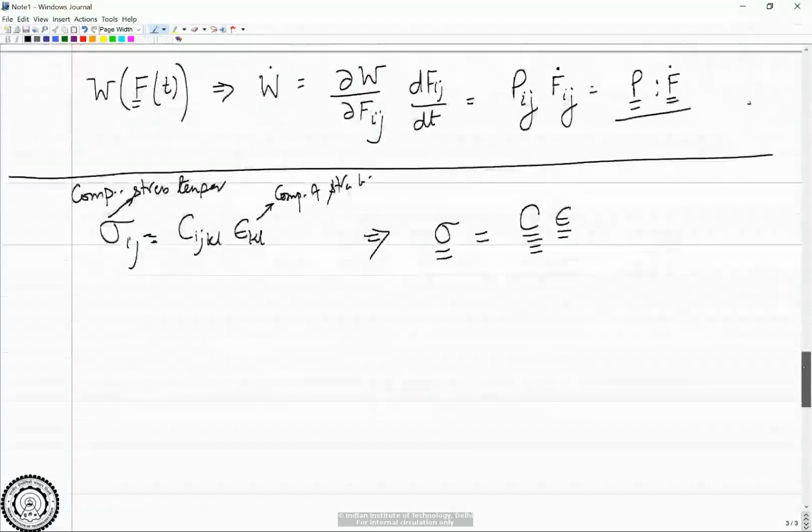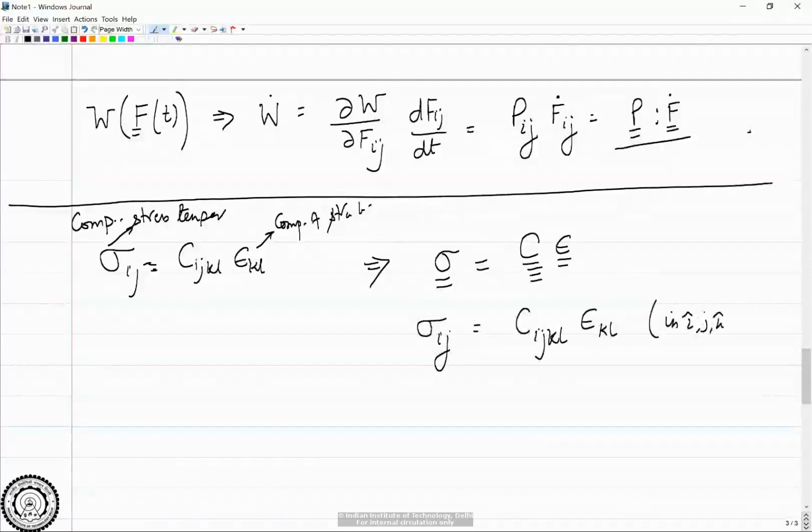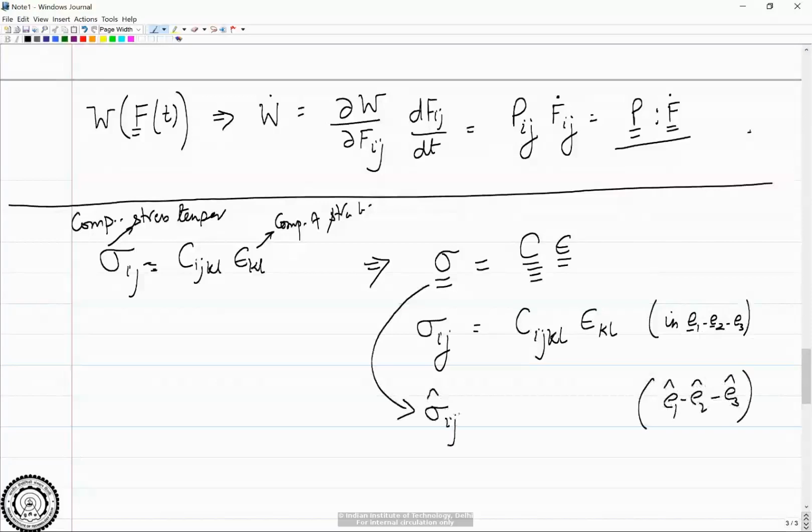Now, because this is a tensor equation, you can write it in any coordinate system, right? Suppose I write it in the E1, E2, E3 coordinate system. Then for sigma, you get sigma ij, for C you will get Cijkl, and for epsilon you get epsilon kl. Whereas if I write the same equation in the E1 hat, E2 hat, E3 hat coordinate system, then sigma will be sigma hat ij, C will be C hat ijkl, and epsilon will be epsilon hat kl.